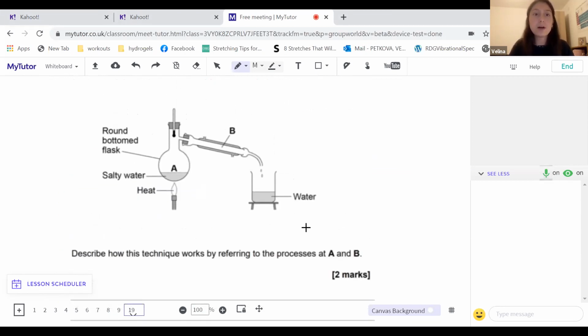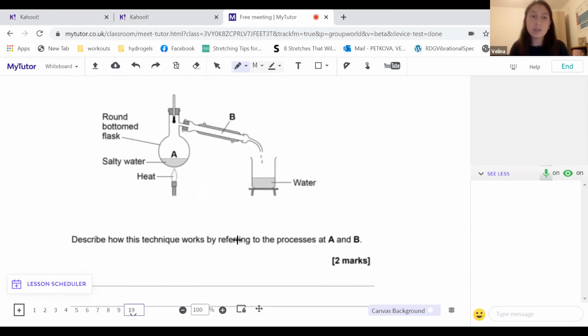So here, this is much more of a short question. Describe how this technique works by referring to process A and B. So all we need to say is, here it is.